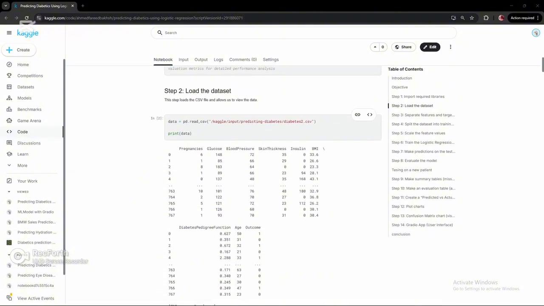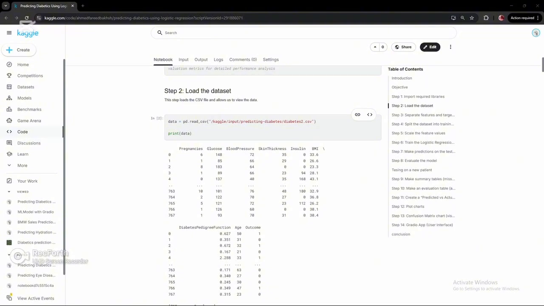In this step, I loaded the dataset using pd.read_csv. The dataset contains 760 rows and 9 columns. I printed the dataset and used head and tail to inspect the first and last few rows. I also checked the column names, shape, and general structure of the data. This helped me to confirm that the dataset was loaded correctly and that all the features were present.